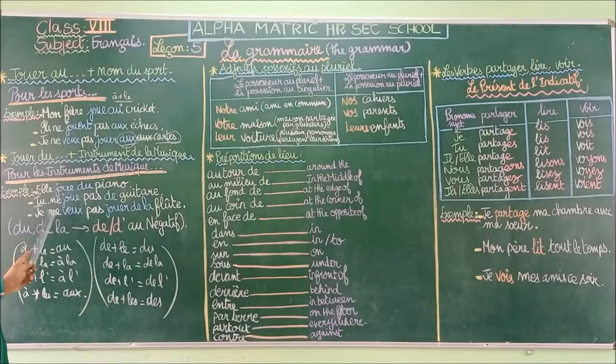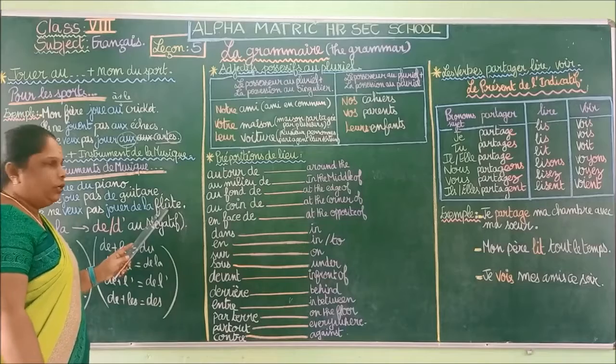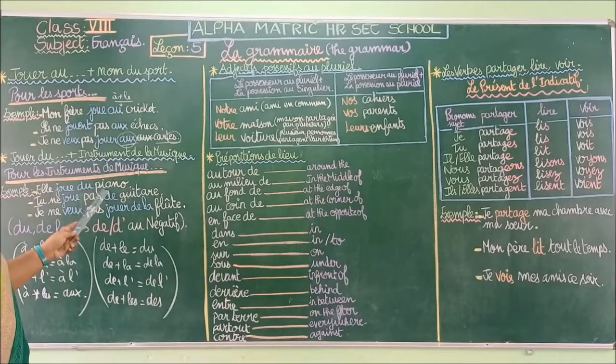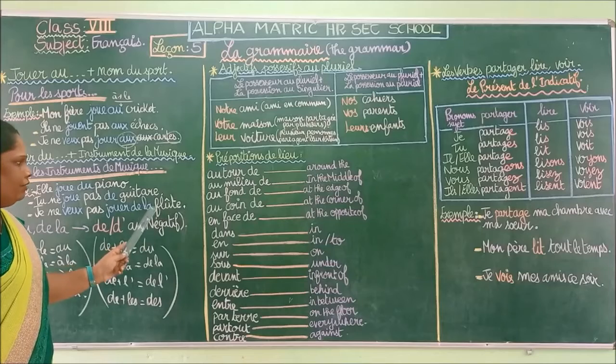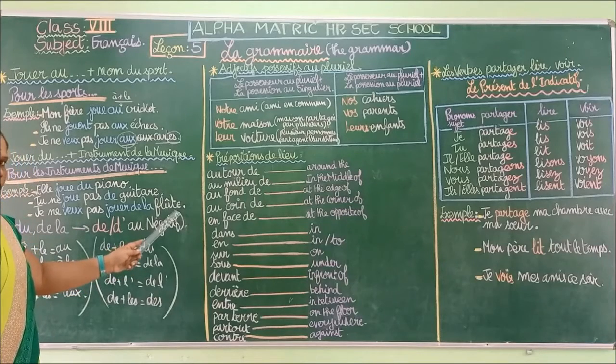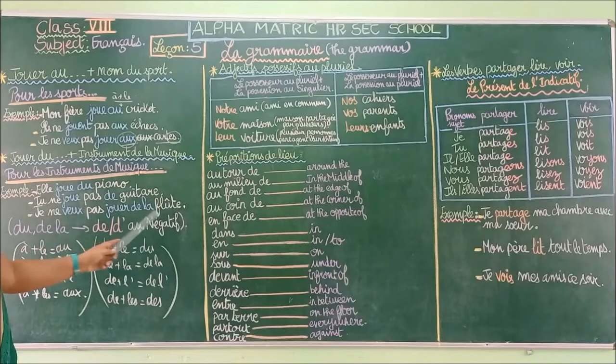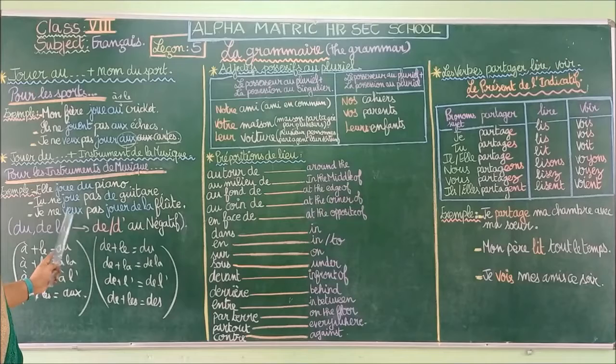Next one: Je ne veux pas jouer de la flûte. I don't want to play flute. Piano is masculine, guitare is feminine, and de la flûte is feminine. It is also a negative sentence, so why did we put de la here? Because we have another verb, vouloir. We have two verbs in this sentence: je ne veux pas jouer. I don't want to play flute.